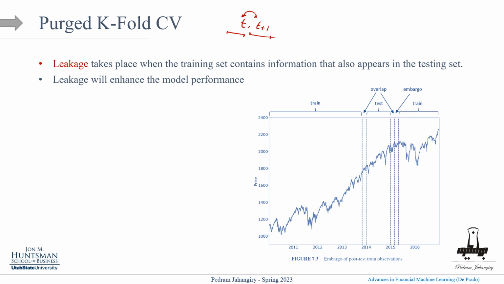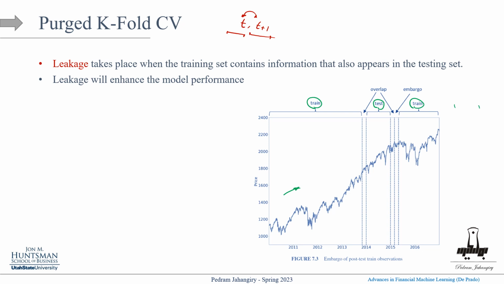And what's the problem of leakage? The problem is that leakage will enhance your model performance, so you're going to get fake model performance. So what is the solution? Actually, let me show you this one. Imagine this is your train set, and obviously you have a non-stationary data set here, the time series. So let's say we have a train set, a test set, and again another train set, and we can multiply it into multiple train and test splits. And as you can see, there is this overlap.